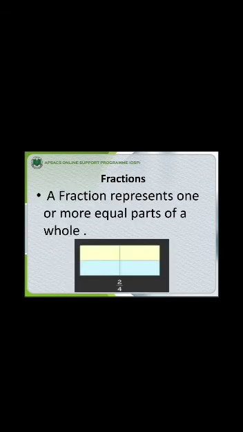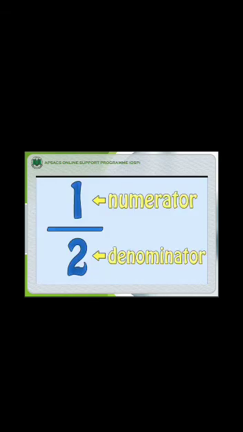What is a fraction? A fraction represents one or more equal parts of a whole. Students, if a whole is divided into equal parts, then it is called a fraction. What is a numerator? The number above the line in a fraction is called the numerator and the number below the line in a fraction is called the denominator. Students, remember these words. Number above the line is numerator and number below the line is denominator.